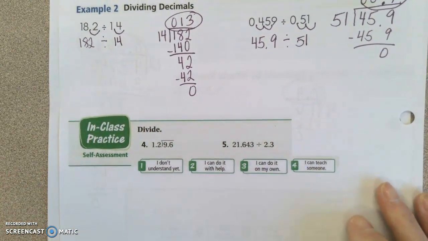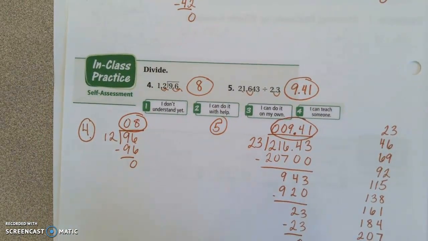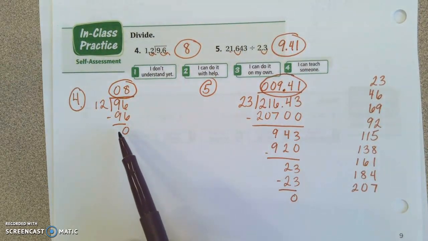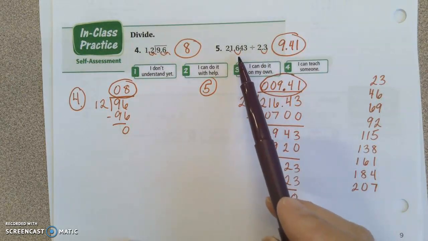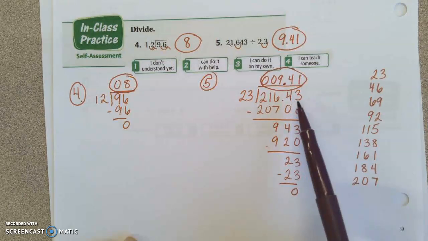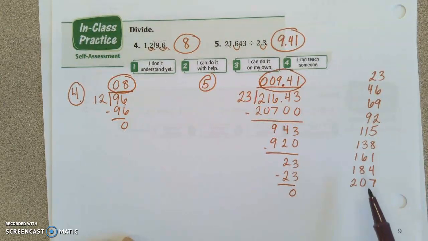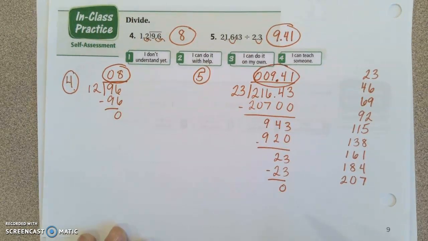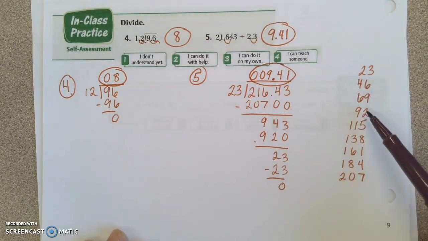Hey, pause your video and give the 2 at the bottom a try. All right, so number 4, we end up with 96 divided by 12 once we move our decimal point. Over here, we move the decimal point once to get 23. So I moved it once here, and it ends up being 216 and 43 hundredths. So I divided that out, and then I just went ahead and made a list of multiples for 23. So I started with 23, added 23, and kept that going. So that now I can see 23 times 9 is 207. 23 times 4 is 92.